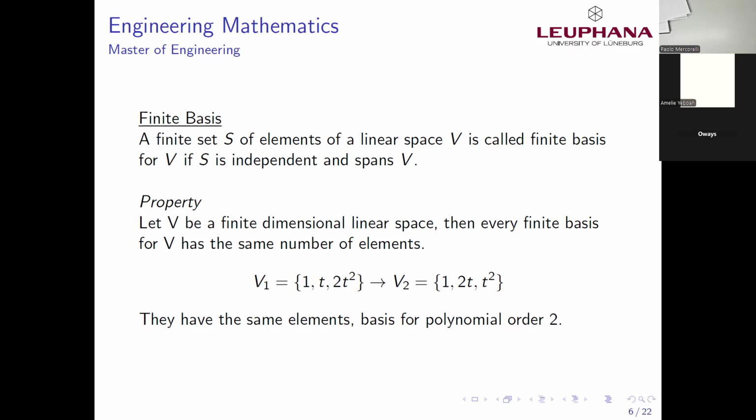Yeah, I introduced it but very quickly. Probably I didn't call it span basis. But let me read this property: if V is a finite dimensional linear space, then every finite basis for V has the same number of elements.